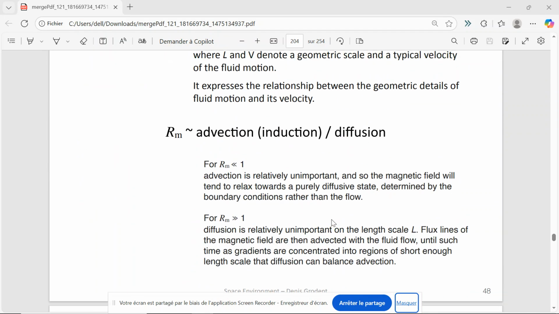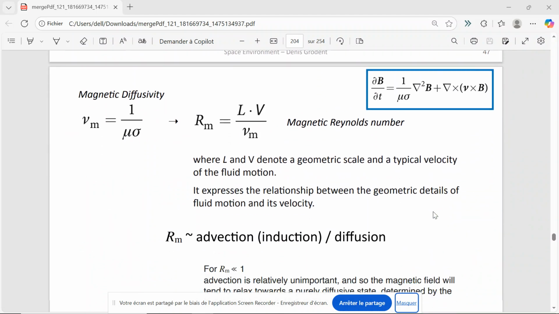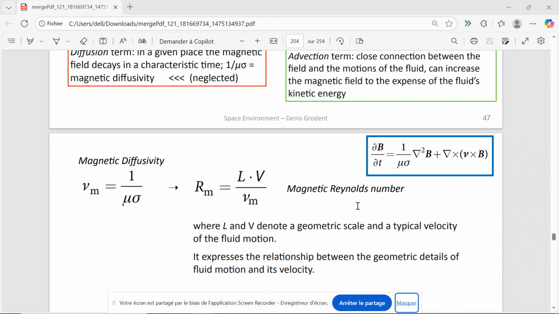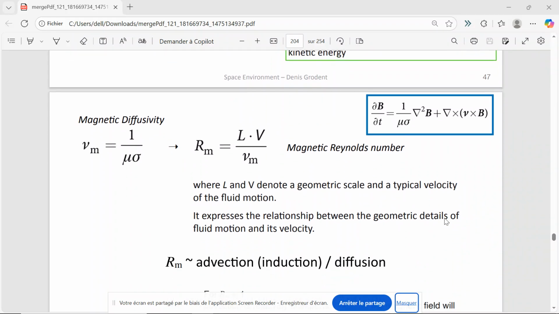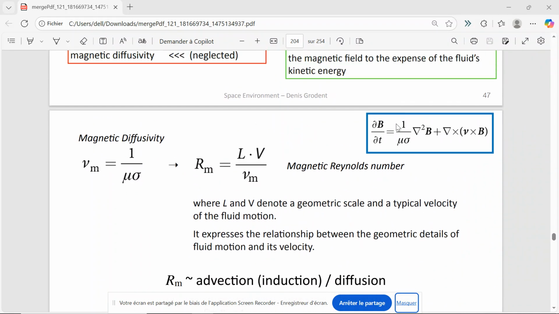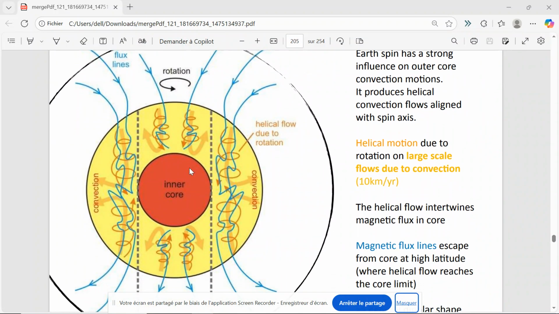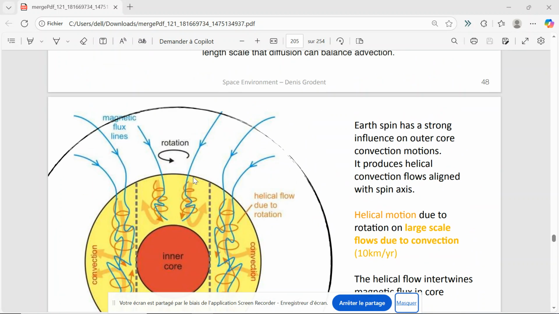If the magnetic Reynolds number is large, diffusion is relatively unimportant on the length scale. Field lines and magnetic fields are then advected with the fluid flow. This is the fluid flow that dominates. If Rm is lower than 1, advection is relatively unimportant, and the magnetic field tends to relax to a diffusive state determined by the boundary condition rather than the flow. So we see that the fluid moving inside the magnetic field can have an impact on its variation. This is a representation of the moving fluid that has an impact on the magnetic field lines, as you see inside the Earth.